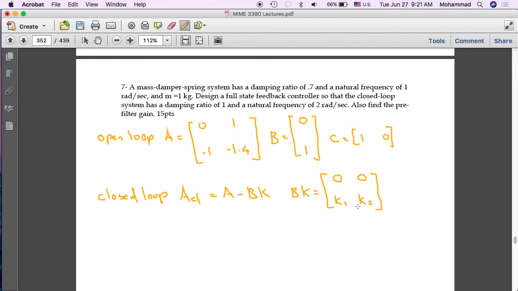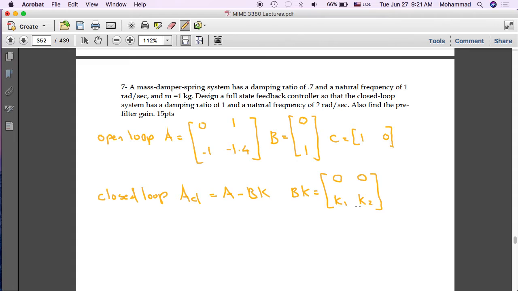The B matrix is 0 for the first row and 1 over M for the second row. So that's why you needed M. So 1 over M is here, and C is 1 and 0, assuming that the output of the system is the displacement.